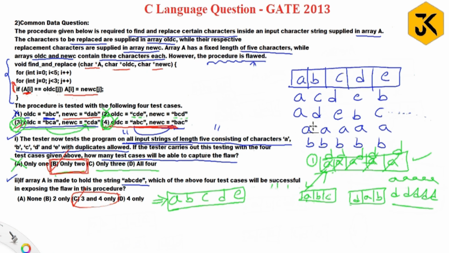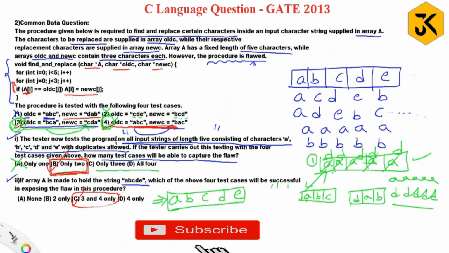Based upon the way you do this process, you will reduce your time. So you need to practice this a lot to get the answer within less time. So finally, for the first question, the answer is only 2 test cases. One is option 3 and another one is option 4.